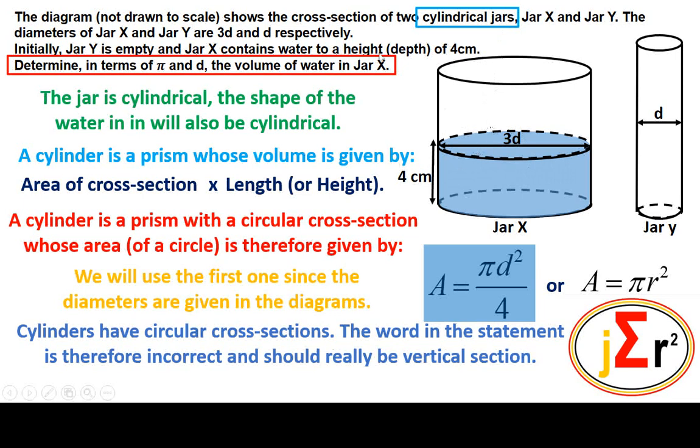Therefore, the word cross-section in the statement of the problem should not really be cross-section. It should really be vertical section. Because if the cross-section were shown, then we'll just have just a circle being shown. So that's a vertical section that we have there.